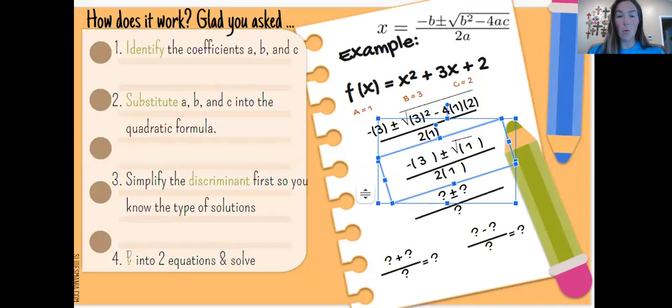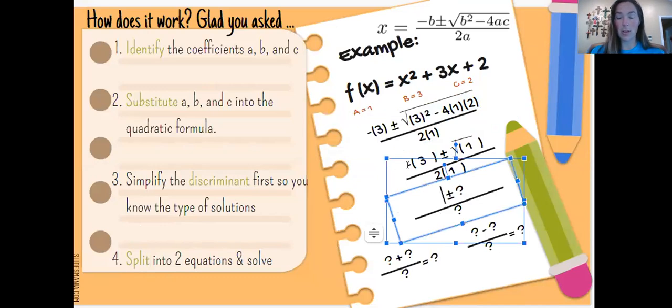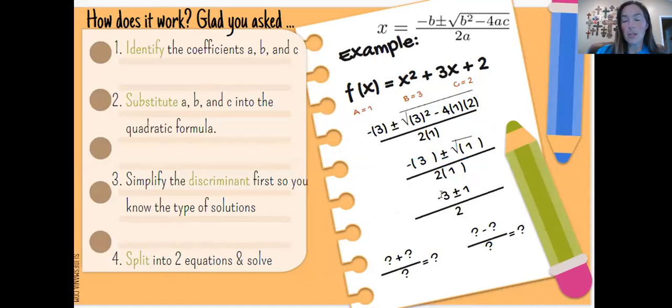Then step 4, you're going to split it into 2 equations and solve. So we're going to simplify it just a little bit more. This, if I do the first part, negative 3, well, that's just negative 3. And then if I take the square root of 1, I just get 1. And then 2 times 1 is 2. And this is what it means by split it. Notice it says negative 3 plus 1 and negative 3 minus 1. That's what it means by split it into the 2 separate equations.